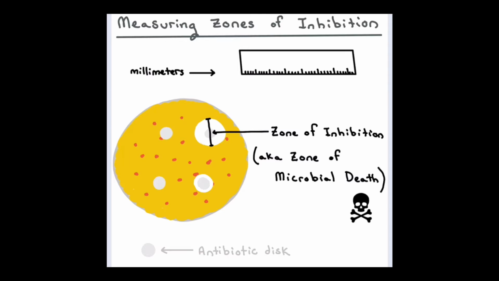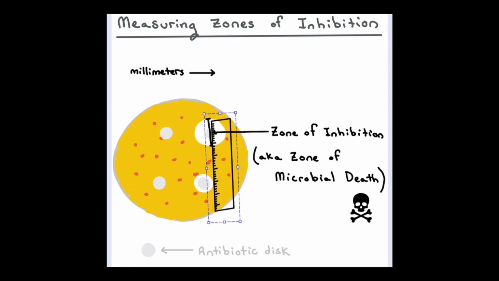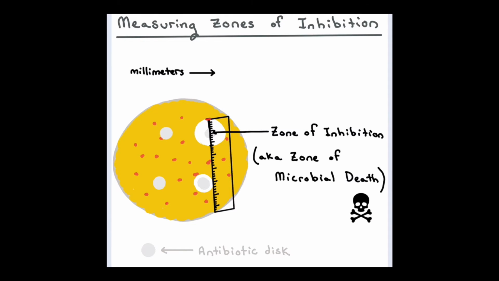So, when you measure these zones of inhibition, you want to measure them through the center, from the top to the bottom, and you want to measure them in millimeters. So you'll take your ruler, make sure you use the metric side of it. It might be in centimeters. You just want to convert it to millimeters. 1 centimeter is 10 millimeters. Measure from the top to the bottom. So here the zone of inhibition would be the area in red there.